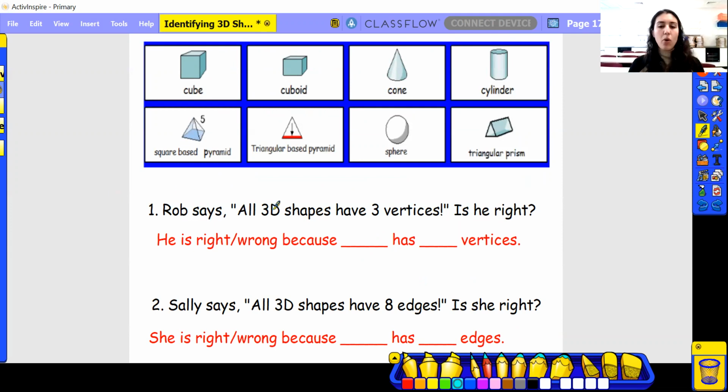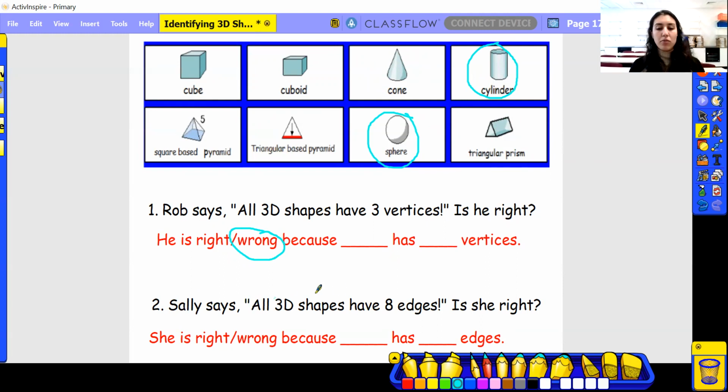Rob says all 3D shapes have 3 vertices. Is he right? Well, we already know that this shape doesn't have any vertices, and neither does this one. And some shapes have less than, and some shapes have more than. So we would say that Rob is wrong because spheres and cylinders have 0 vertices.